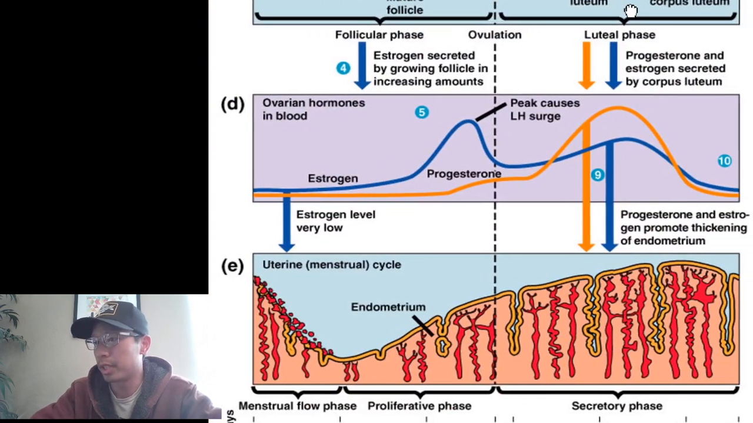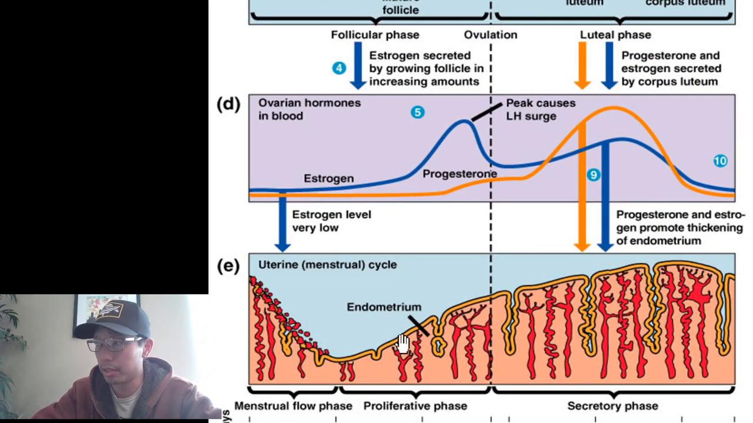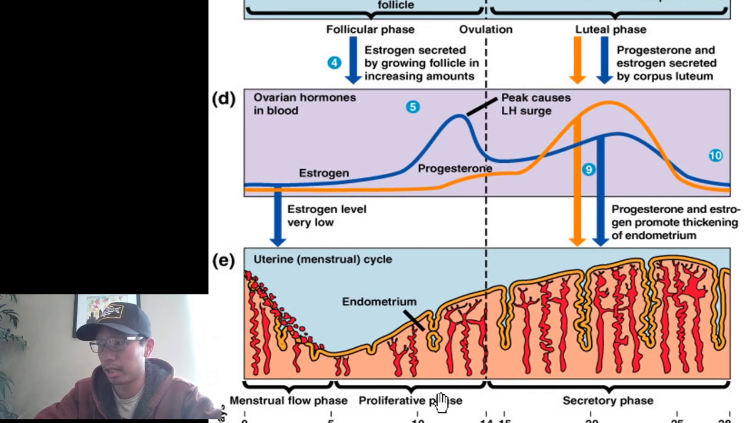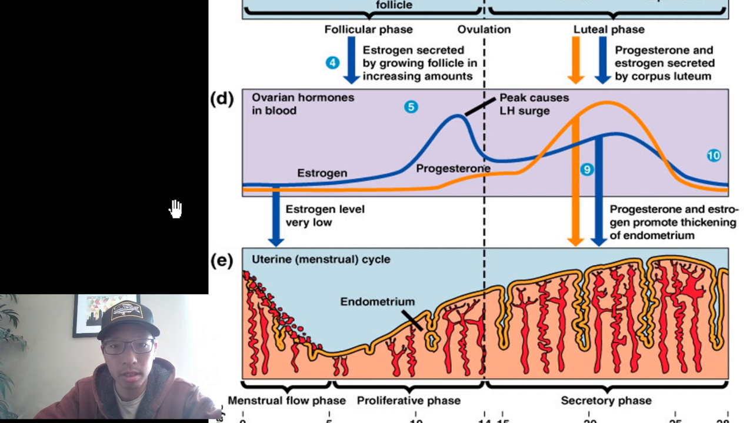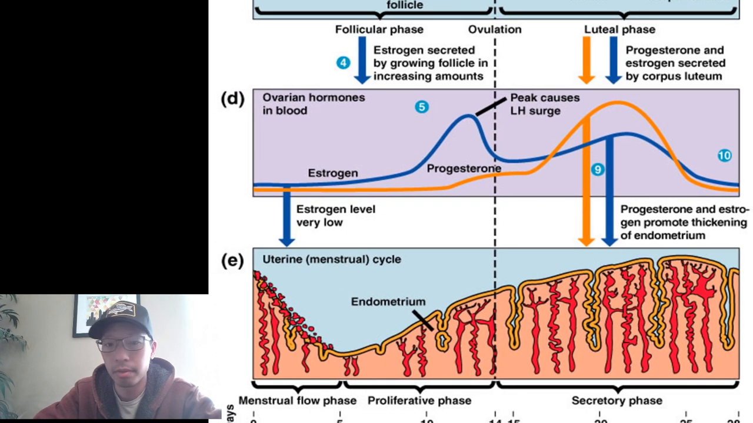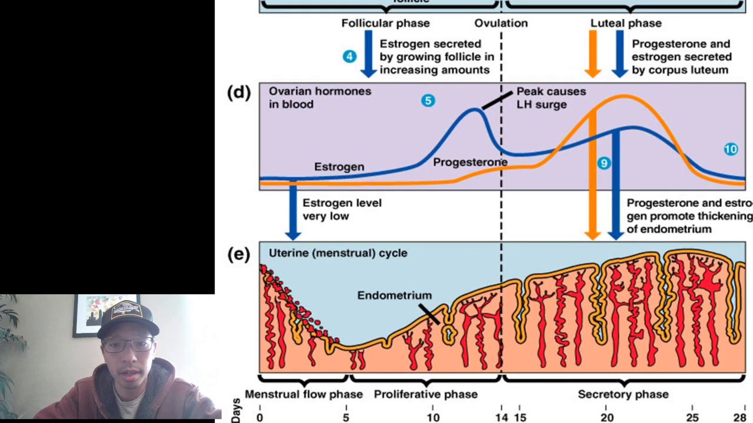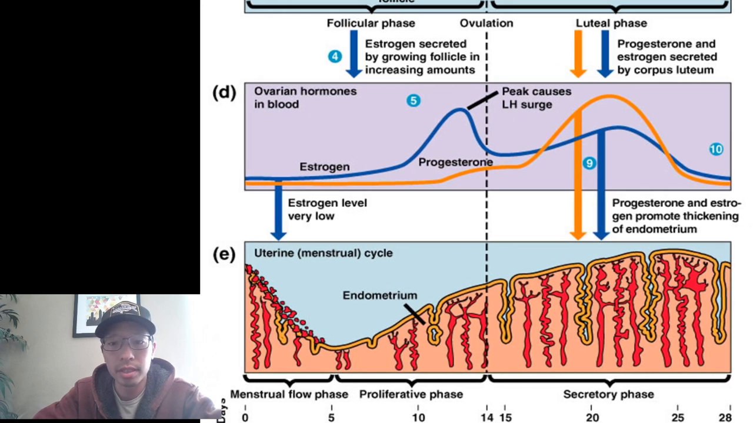So that is what you see here at the very bottom. Here's the endometrium. And here are the days, by the way. I forgot to give you the scale. I know it's kind of hard to see, but you can see that at the bottom, here's day 0, the very first day, and down here there's day 28. So if you didn't know, this whole cycle runs on a 28-day cycle.